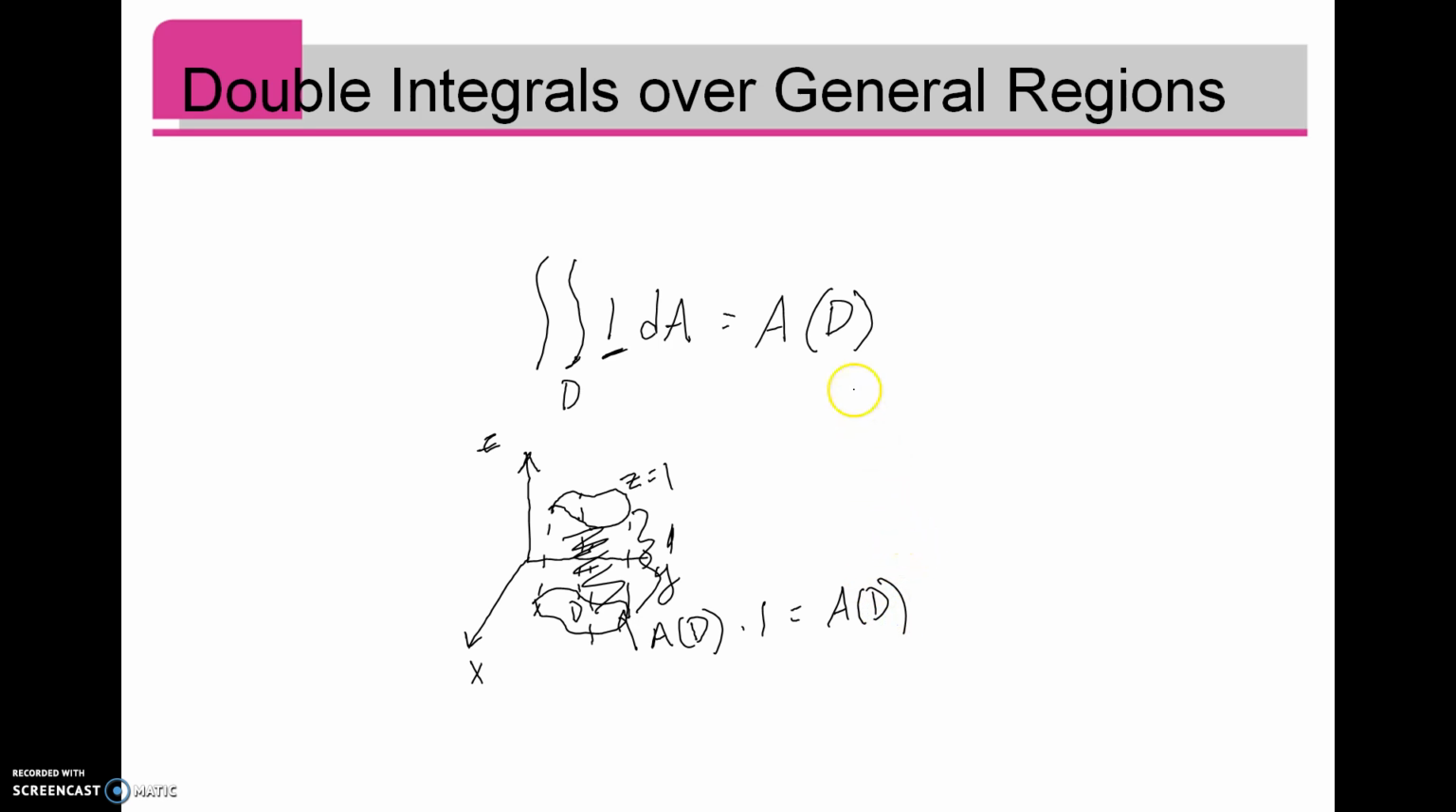All right, so go and check out the other properties. Those are on page 1006 and 1007.